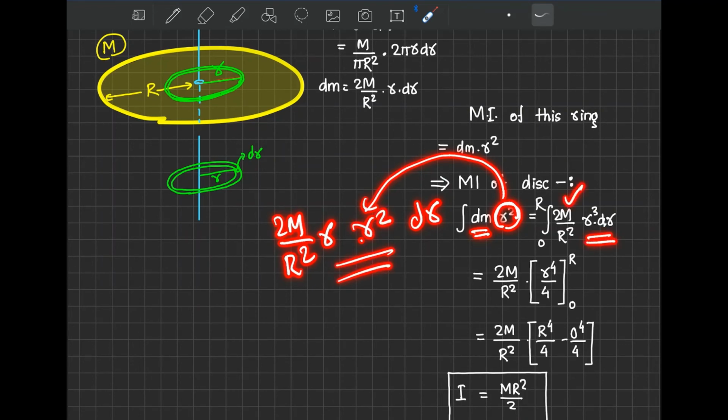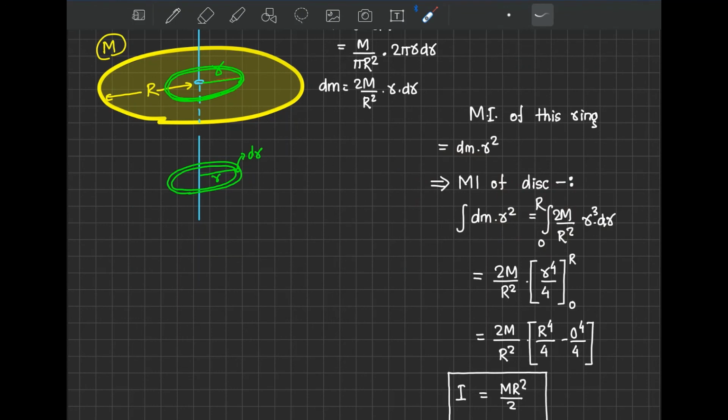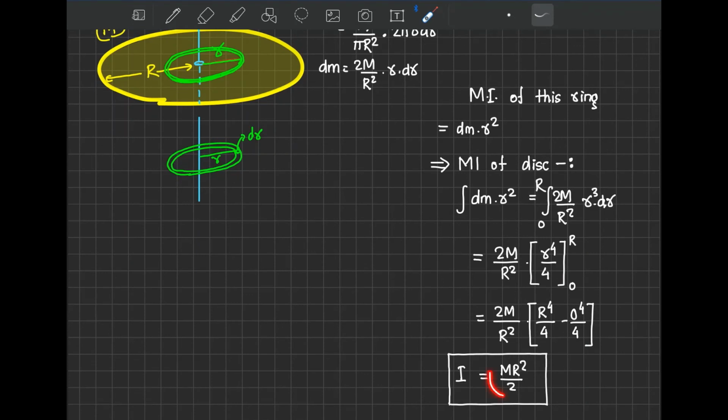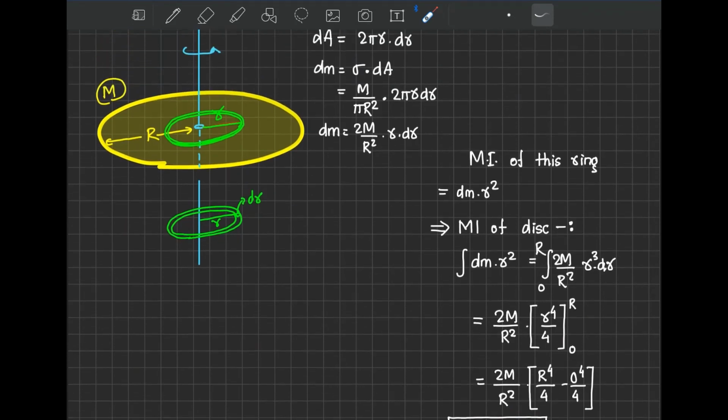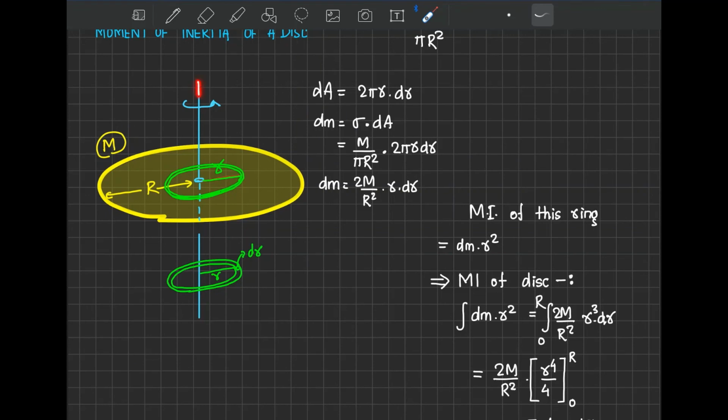Now this m and this capital R, they are constant. Only the small r is variable here. So we are having an integration of r cube dr, which gives us r to the power 4 by 4. Now by solving it from limit 0 to R, we are getting the value mR square by 2. This is the moment of inertia of a disk about an axis which is passing through the center and perpendicular to the plane of the disk.